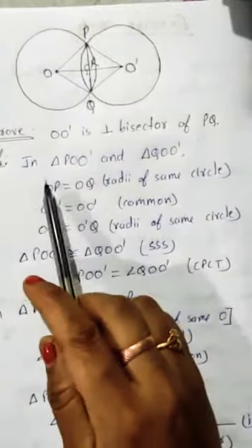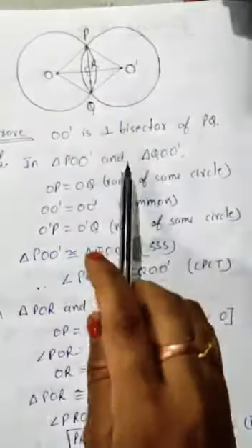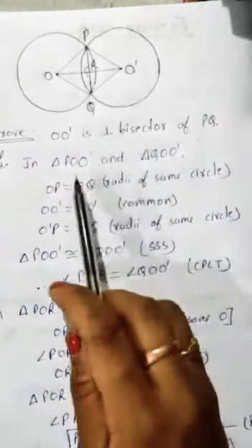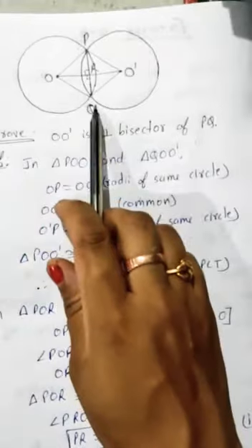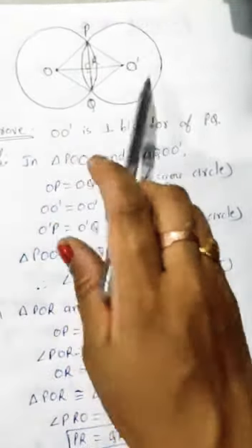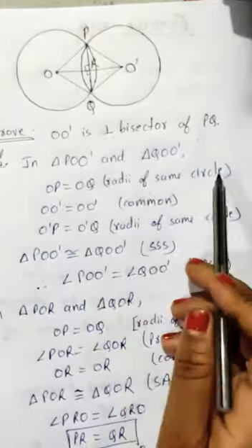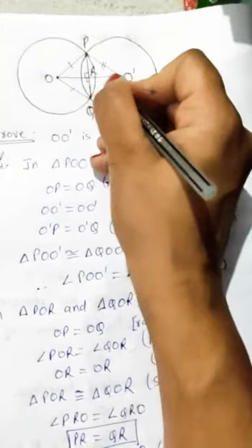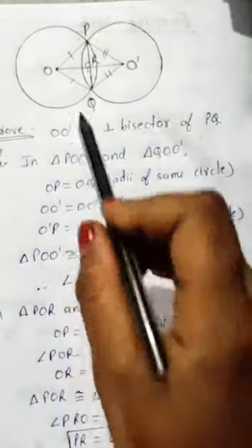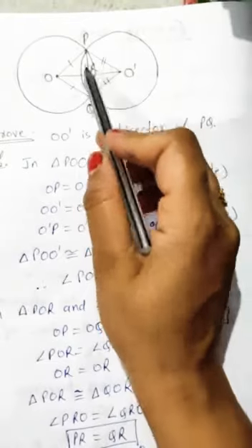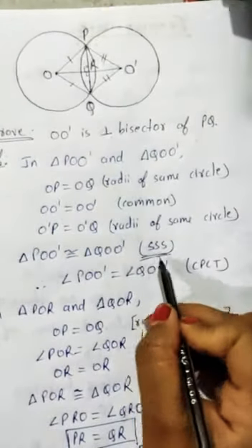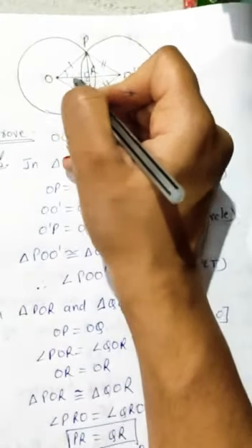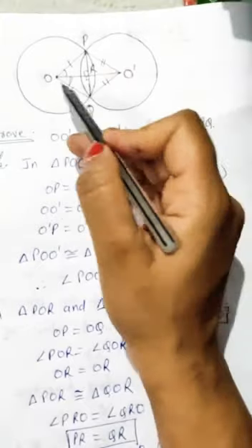So now we'll prove. Now in triangle POO dash and QOO dash, that means the upper triangle and the lower triangle, in these two triangles, OP is equal to OQ and PO dash is equal to QO dash. The reason will be radii of the same circle. These two are radii of the same circle and these two are radii of the same circle. And OO dash is common. Therefore, these two triangles are congruent by side angle side. And if these two are congruent, you can write that angle POO dash is equal to angle QOO dash.